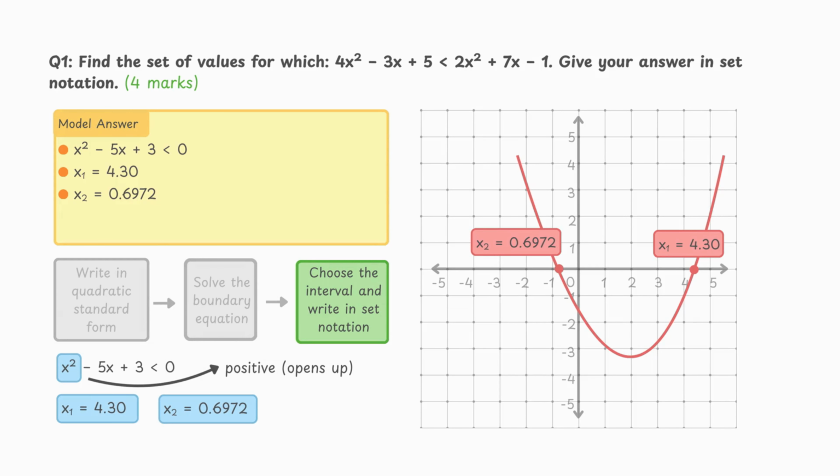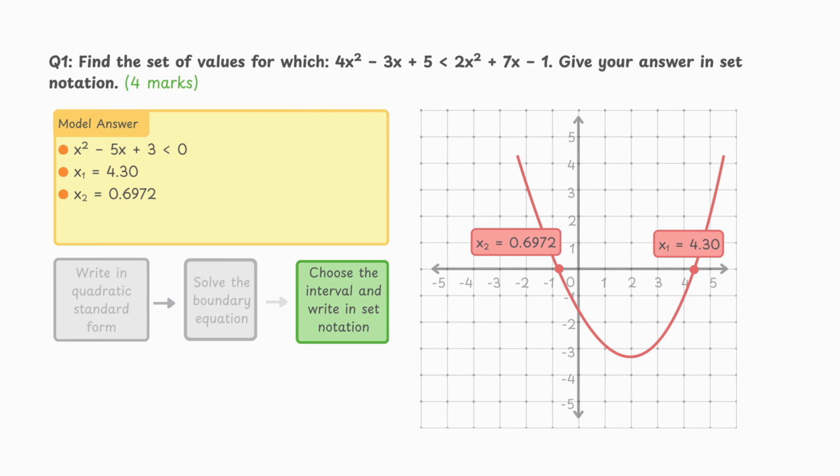Now remember the inequality we are solving. We want the expression to be less than 0, so we are looking for where the graph is below the x-axis. For a U-shaped graph, this happens between the roots, so the solution lies between 0.6972 and 4.30. Now, because the inequality is strictly less than 0, we do not include the boundary values.